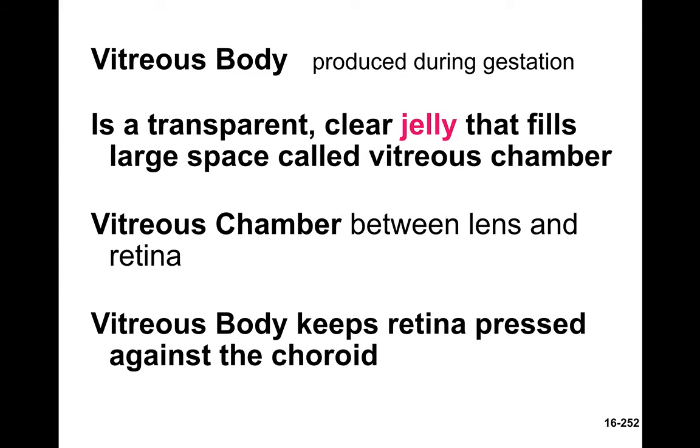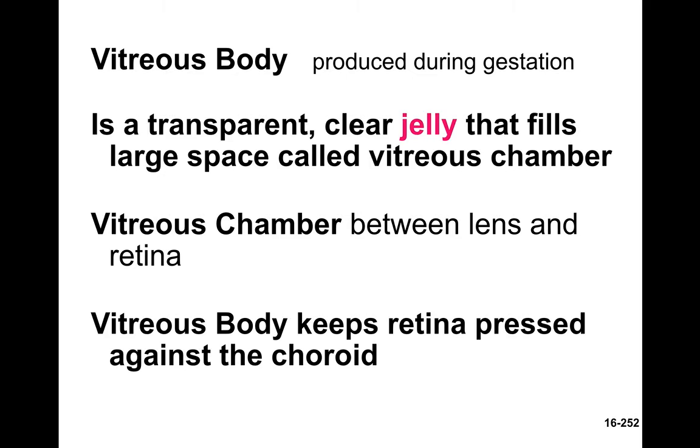Remember the vitreous body that's located behind the lens. It is actually a fluid, just like the aqueous humor, but instead of being a clear liquid like water, it's more of a jelly, and it's only produced during gestation. There's no continual production, so there's no need for it to be drained off.